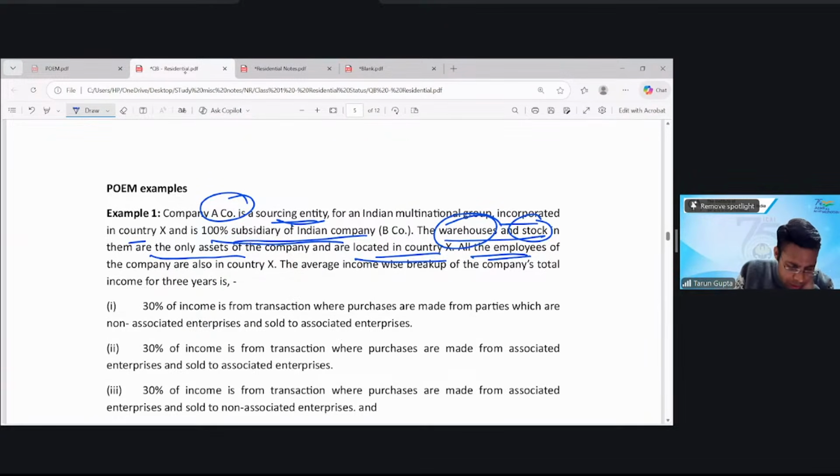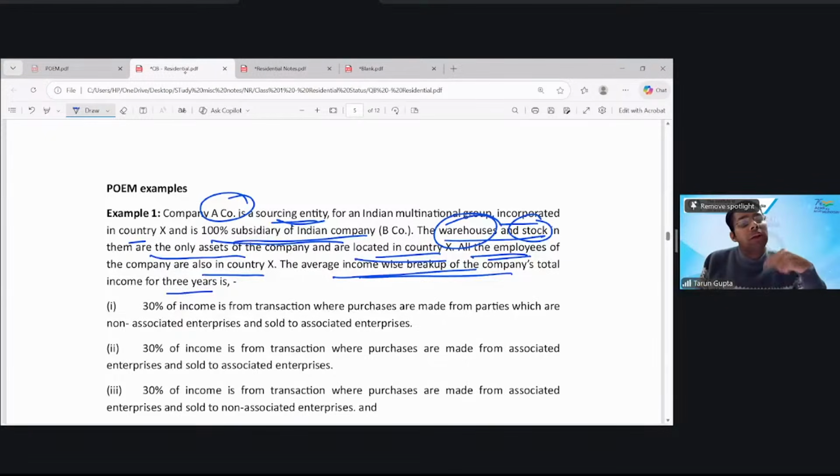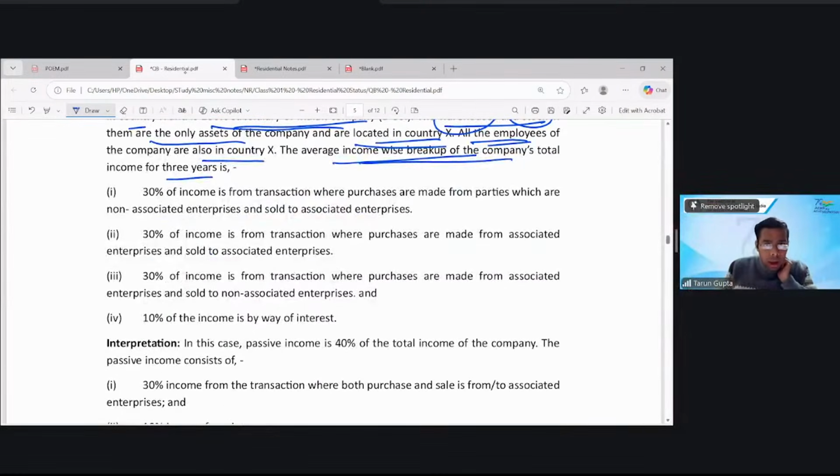All the employees of the company are also in country X. So I satisfy conditions number 3 and 4 as well. All my employees are in country X and their payroll expense also. The average income-wise breakup of the company's total income for 3 years is given. Now I have to see the first condition. What is the first condition? The passive income should be 50% or less than the total income. I have satisfied the second, third, and fourth conditions.